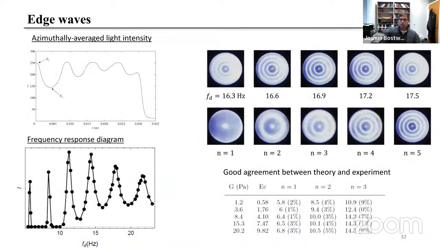Okay, so the first types of waves that we see are these low driving amplitude edge waves. What you see here on the top left is a plot of the light intensity as it depends upon the radius of the cylindrical container. Basically, you see regions of high light intensity and regions of low light intensity that describe the surface wave that we're seeing.